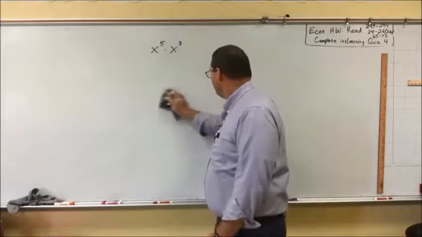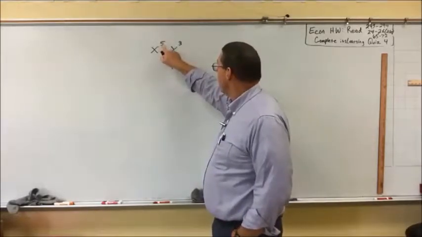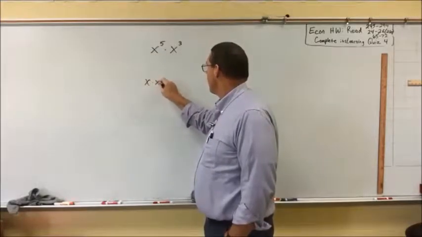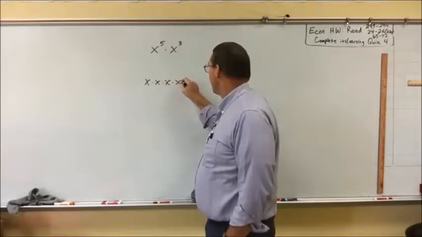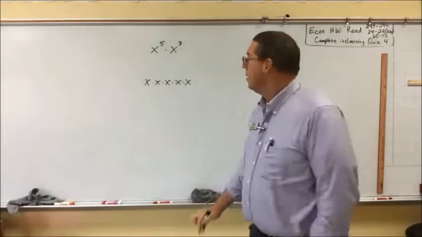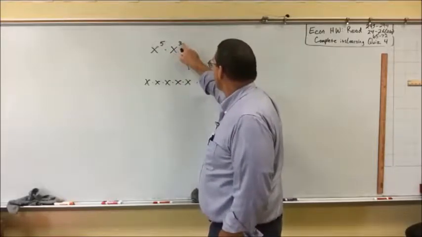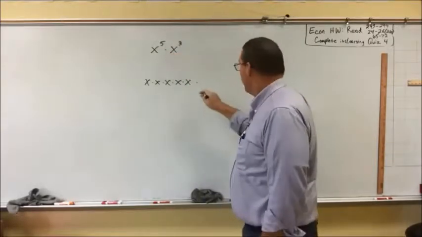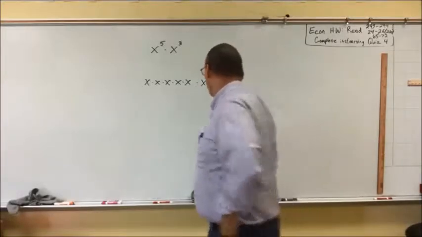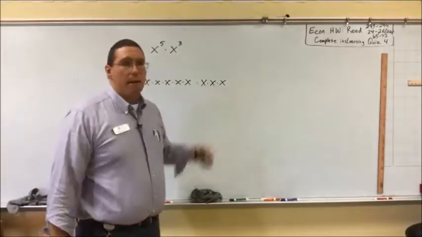Well, if that's the truth, then up here, this means that there are 5 x's being multiplied. That's x times x times x times x times x. That's 5 x's being multiplied. Times, this is 3 x's being multiplied. That's x times x times x. So we have 5 x's being multiplied by 3 x's.